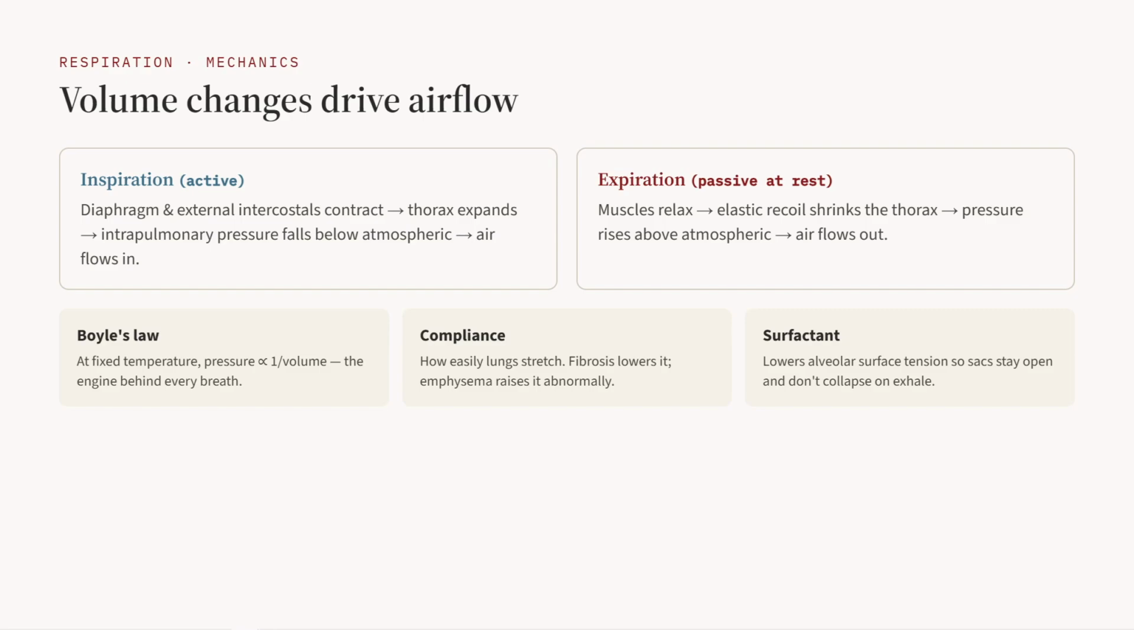Expiration, at rest, is passive. The muscles simply relax. Elastic recoil shrinks the chest. Pressure rises, and air flows out. 2 properties matter here. Compliance is how easily the lungs stretch. Fibrosis lowers it. Emphysema raises it abnormally. And surfactant is a substance that lowers surface tension inside the alveoli, keeping those little sacs from collapsing every time you exhale.